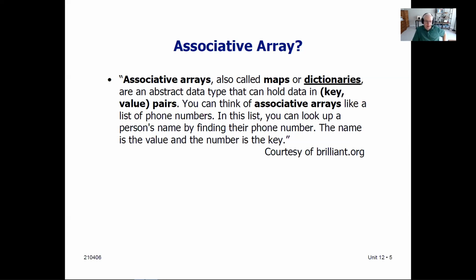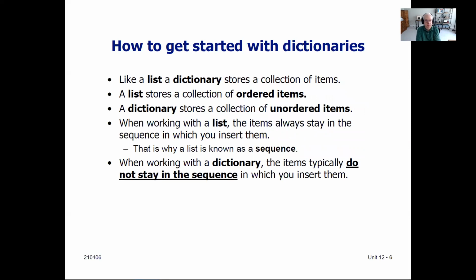Another definition from a different website calls associative arrays maps or dictionaries. They're abstract data types. They can hold key value pairs. And there's actually an example in the book. This one talks about phone numbers. We're going to look at a way to use dictionaries to create a little address book program. So a lot of examples in this unit, a lot of examples which will help us understand this.